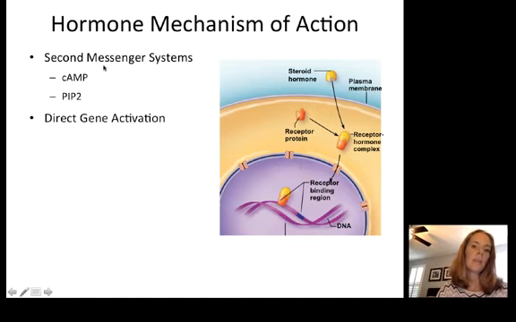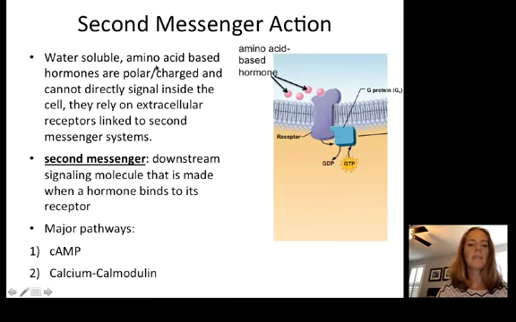I also want to remind you guys of the hormone mechanisms of action. We did this in the cell communication lecture, but that was lecture number 7, so it's been a few lectures since then. So just a brief review of the hormone mechanisms of action. We can either have second messenger systems or direct gene activation. A second messenger action is when a water-soluble or amino acid-based hormone cannot get directly inside the cell, meaning they rely on these extracellular receptors.